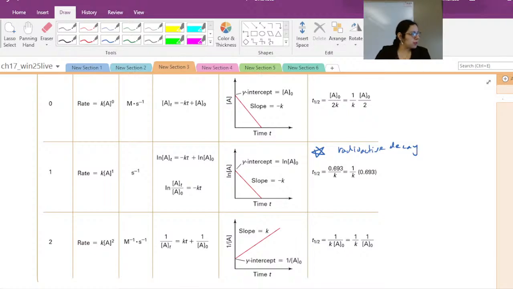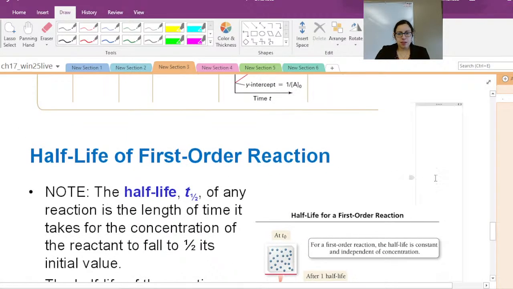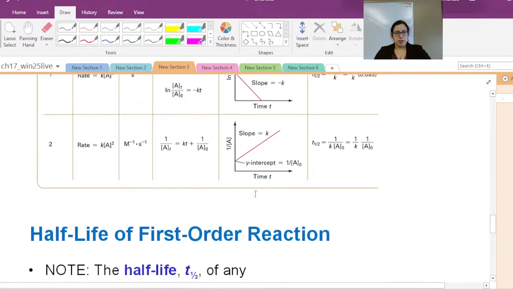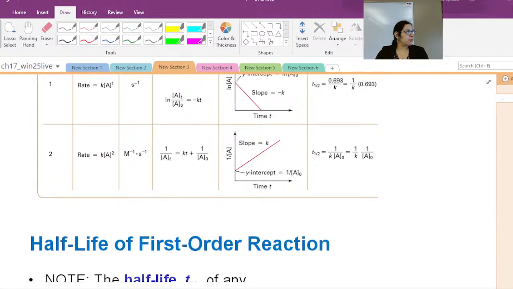All right, that's probably a good point for a break here. So let's take a little break and then we'll keep looking at half-life and a little bit of radioactivity.